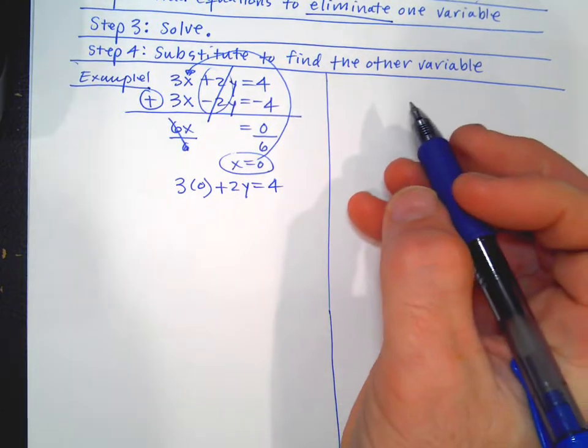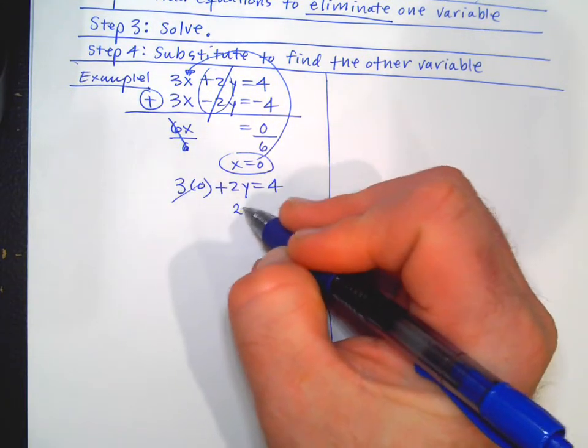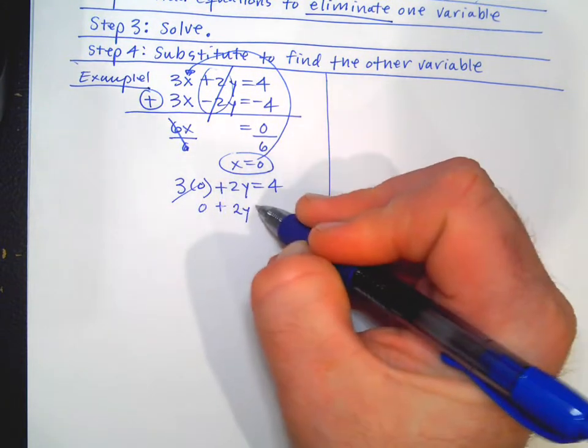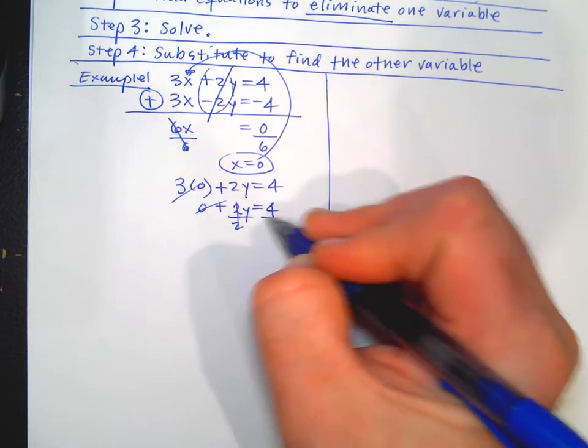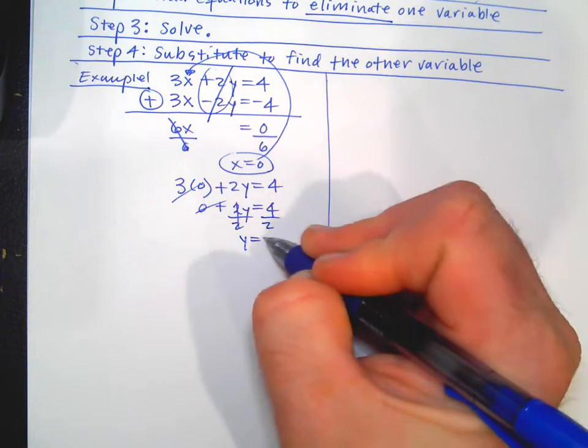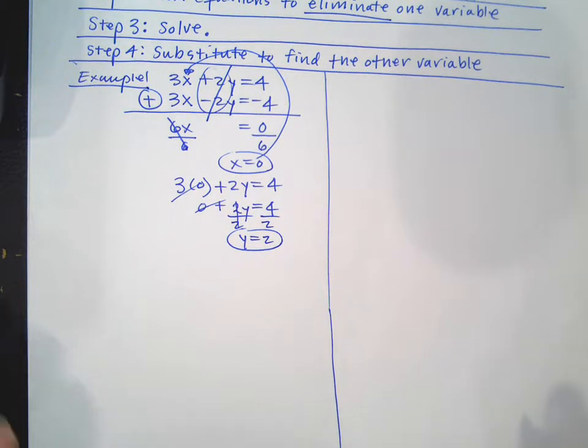And then I'm going to solve. Now, 3 times 0 is 0. That goes away. Right? Okay, so then we can divide by 2 to get the y by itself. Solve for y. Now, these are answers like they've been in the last two sections.